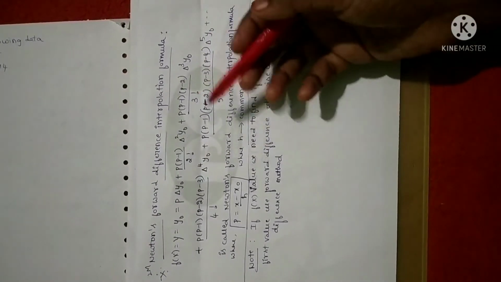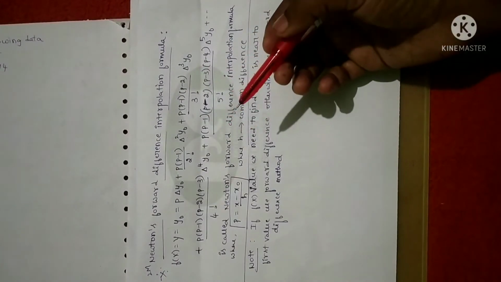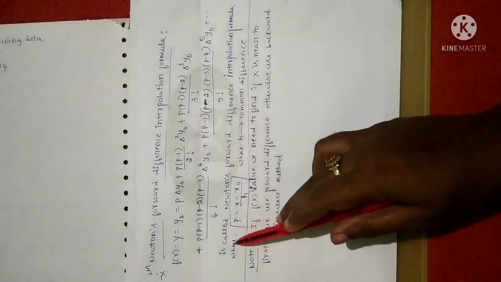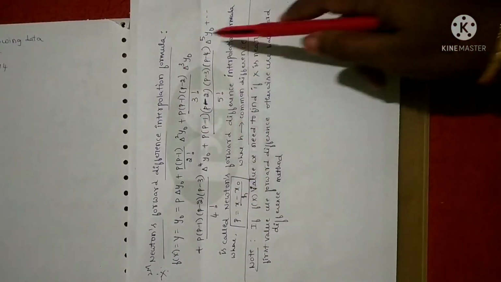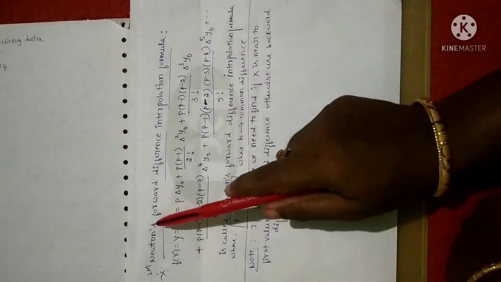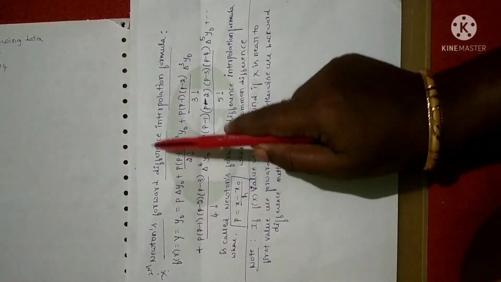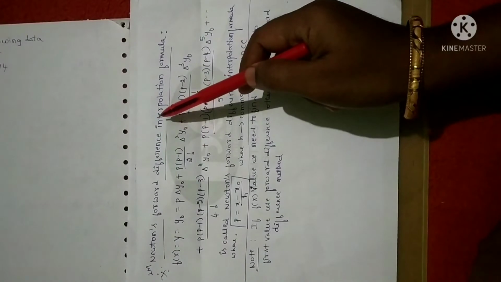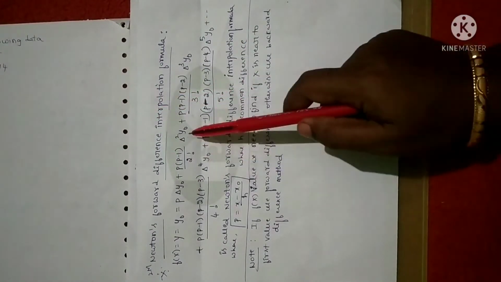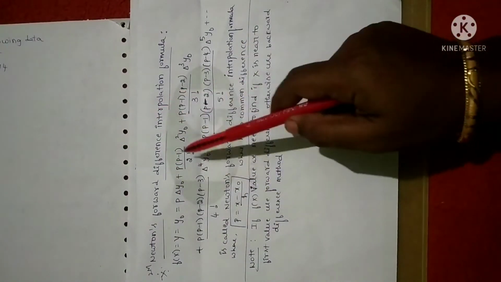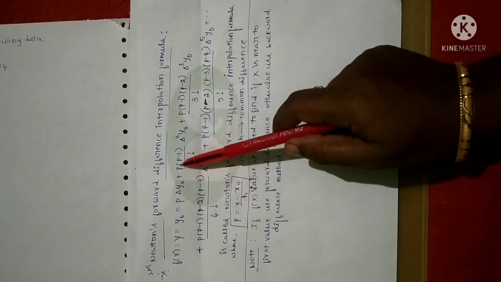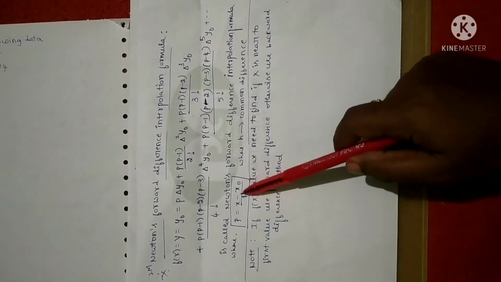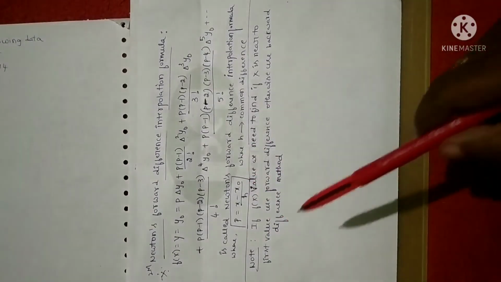We have to choose the number of terms depending upon the problems. I'll explain that while solving the problems. So this is called Newton's forward difference interpolation formula. Further you will get Newton's backward difference interpolation formula also. This is based on forward difference. We can calculate the value of p by using the formula x minus x naught by h, where h is none other than the common difference.